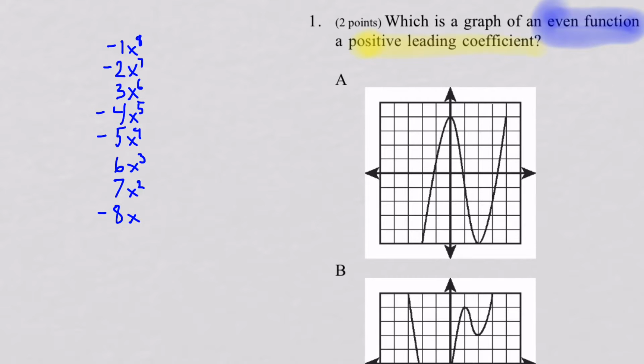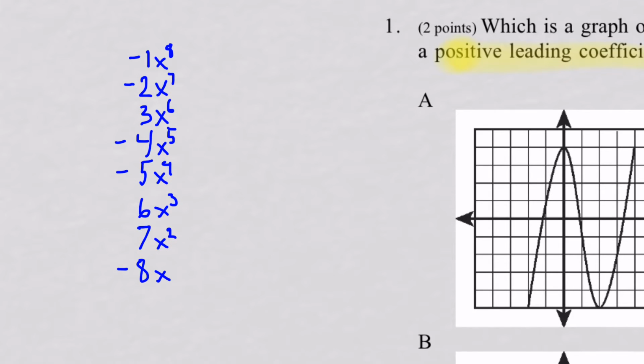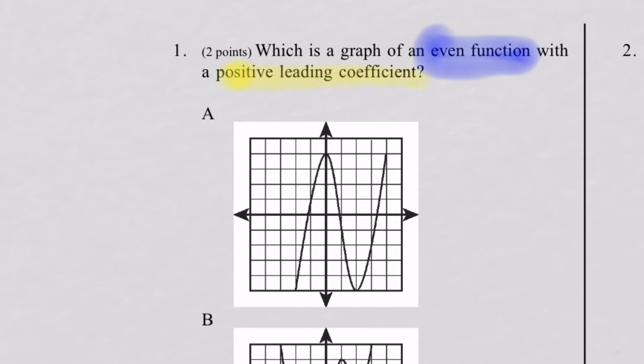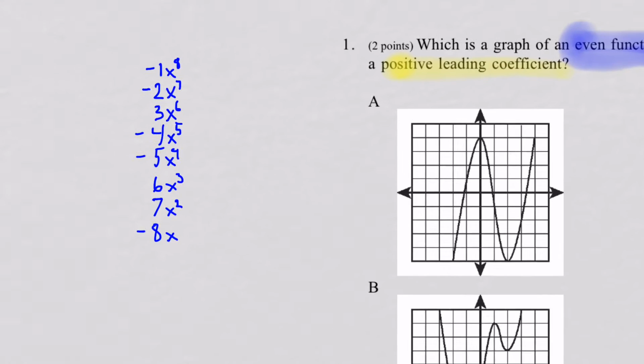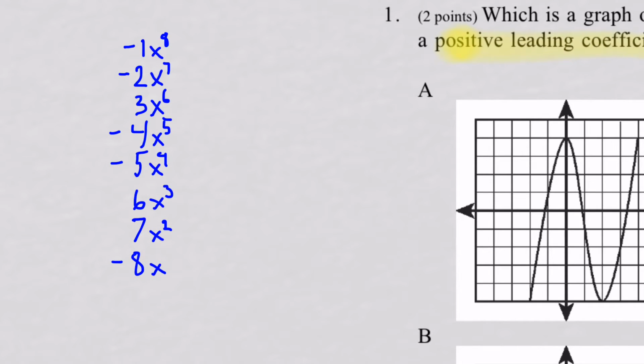What I've written here on the side is a bunch of examples to show you how easy it is to determine the end behavior of a function, which is really what this problem is asking. It's asking for a graph of even degree with a positive leading coefficient. That really means it's asking, can you identify the end behavior of the graph based on that information?